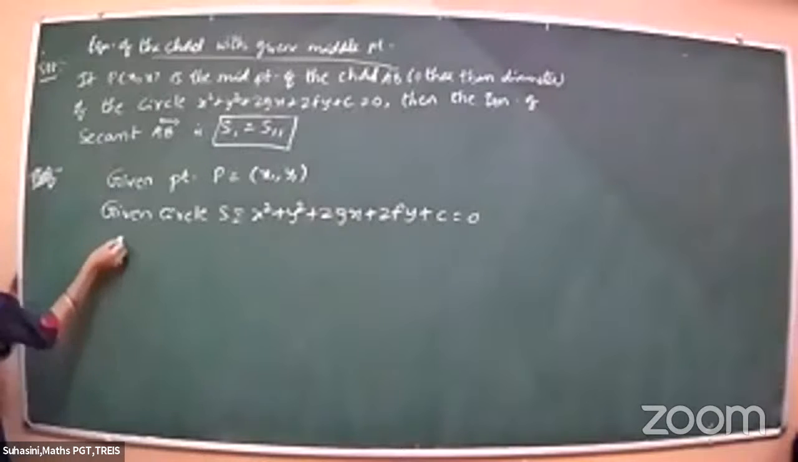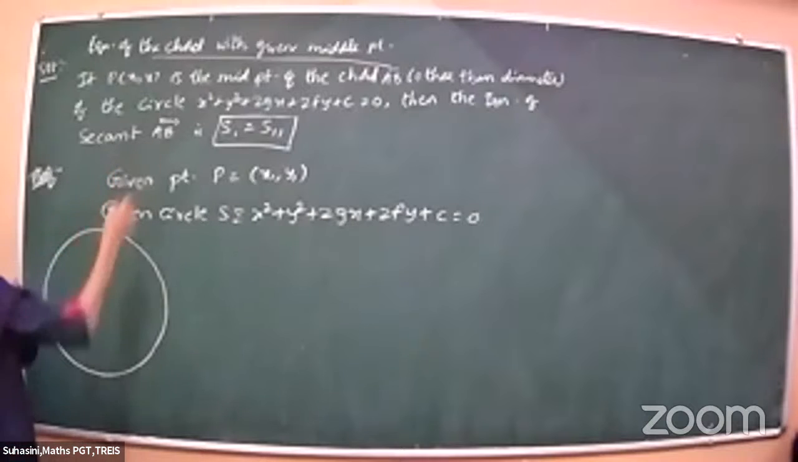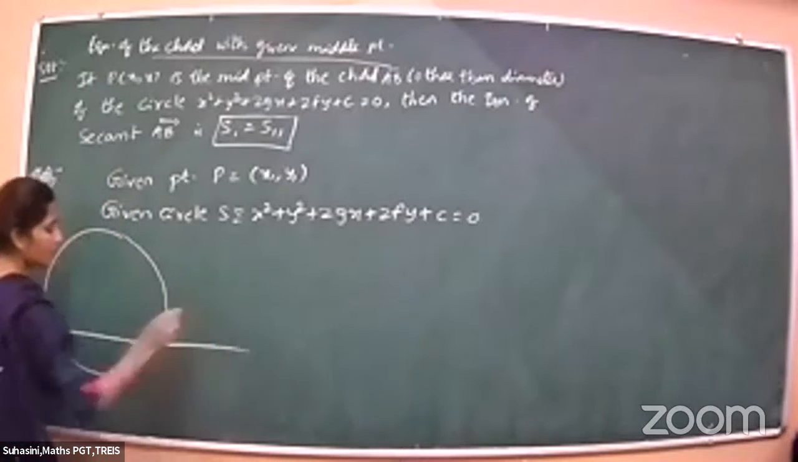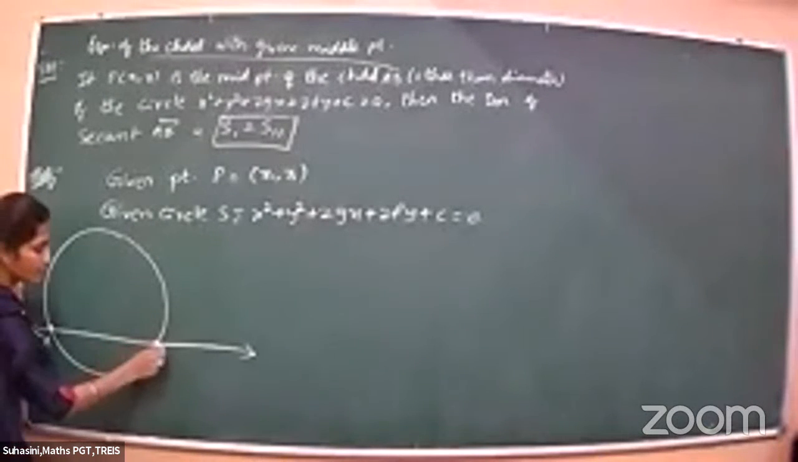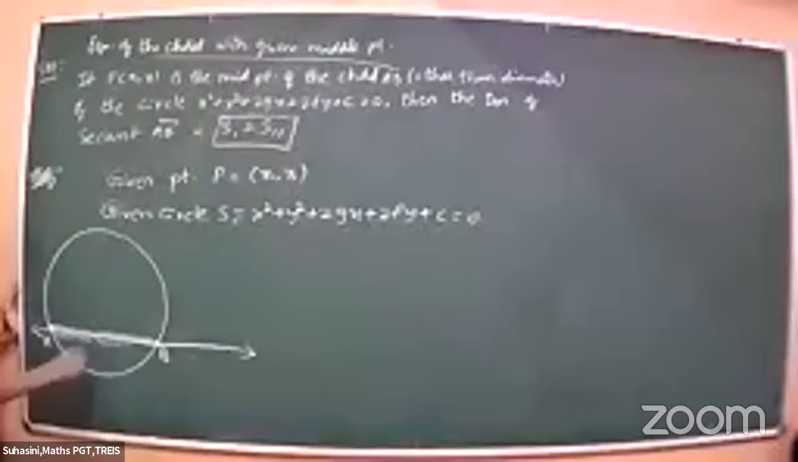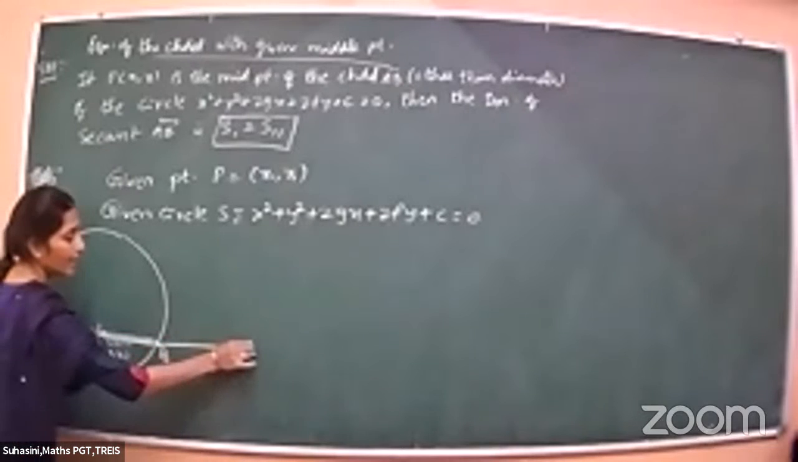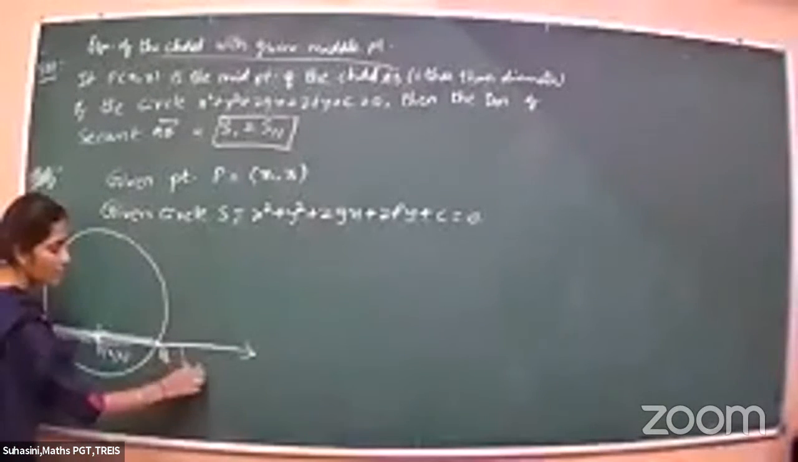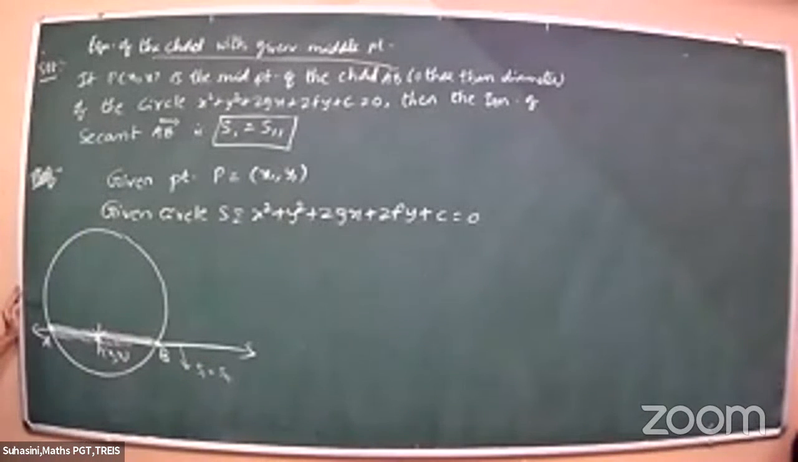Then let us draw the diagram, children. This is the circle and we have a chord AB. This is the secant AB, where the secant is intersecting the circle at A and B. Now we are talking about only the chord. If we know the midpoint of this chord, then we can find the equation of this line AB. What is its equation? S1 is equal to S11 is the proof that we are going to do.